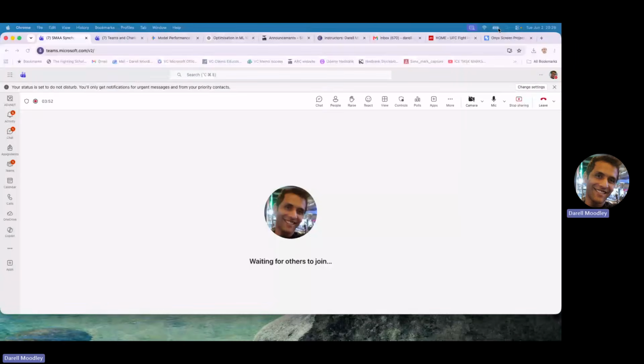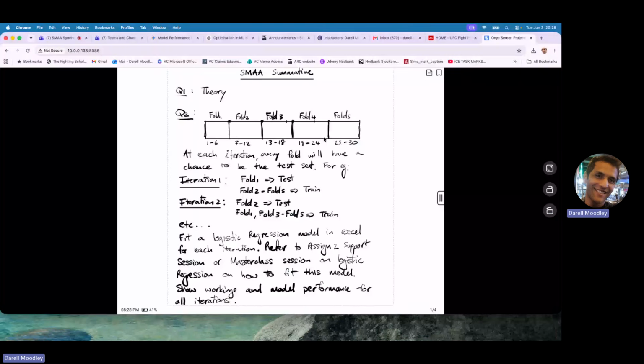Okay, this is the SMAA support session for the summative assessment. I'm going to take you through what's expected for this assessment. So I'm going to share my screen. All right, for the theory questions, I won't be going through that. I think that's very straightforward, and that just requires reading on the student's part. So I'll focus more on the questions that require calculations.